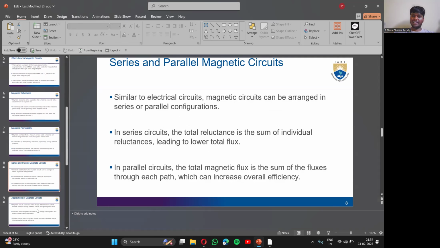Series and parallel magnetic circuits. Similar to electrical circuits, magnetic circuits can also be arranged in series and parallel combinations. In series circuits, the total reluctance is the sum of individual reluctances, leading to a lower total flux. In parallel circuits, the total magnetic flux is the sum of the fluxes through each path, which increases overall efficiency.